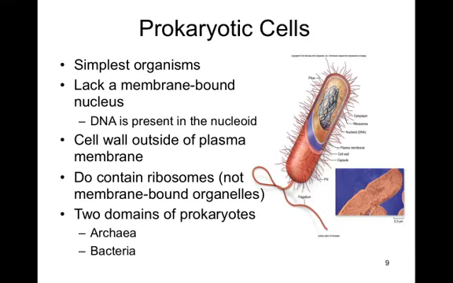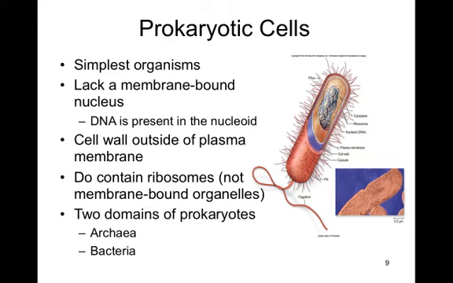When cells were visualized with microscopes, there were two basic cellular architectures that were recognized: eukaryotic and prokaryotic cells. This refers basically to whether a cell has a nucleus or not, the karyo being the nucleus. So the prokaryotes are the very simplest of organisms. They lack a membrane-bound nucleus. However, they do have DNA, and it's present in a nucleoid region within the cell.